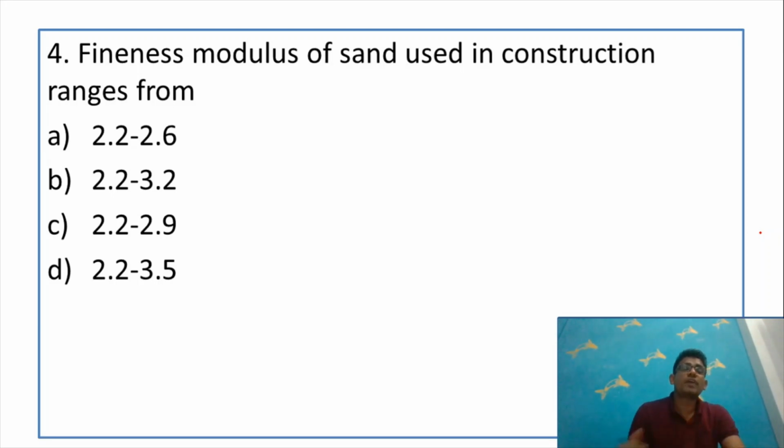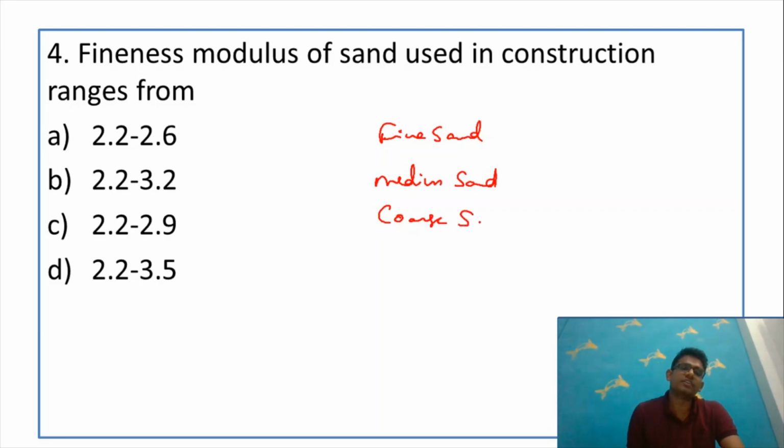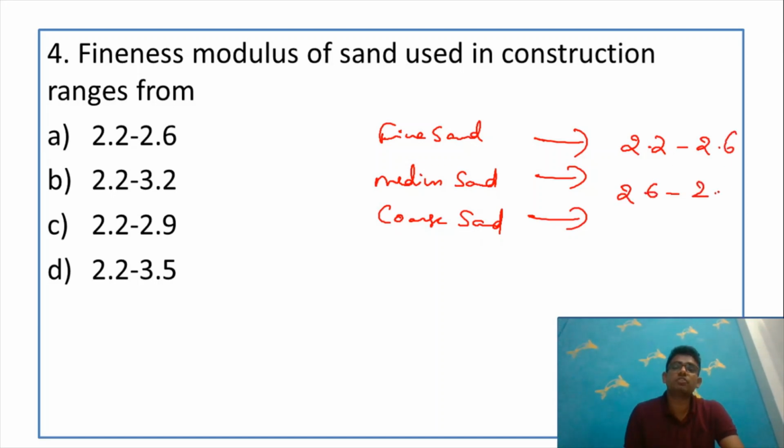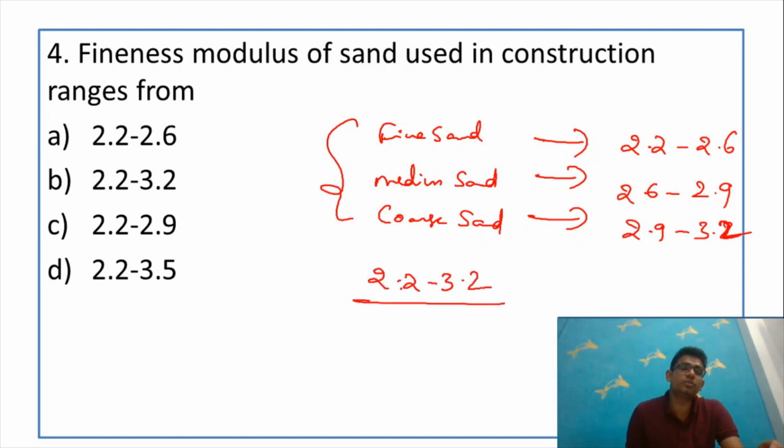The next one, fineness modulus of sand used in construction ranges from? So basically there are three types of the construction sand. They are fine sand, medium sand and coarse sand. For fine sand, what is the fineness modulus? 2.2 to 2.6. For medium sand, 2.6 to 2.9. For coarse sand, 2.9 to 3.2. So now all these three can be used as construction sand. So for the construction sand, the fineness modulus is 2.2 to 3.2.